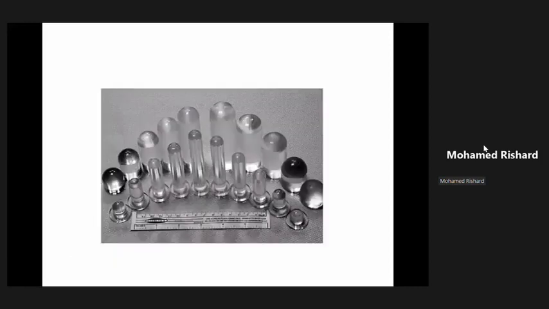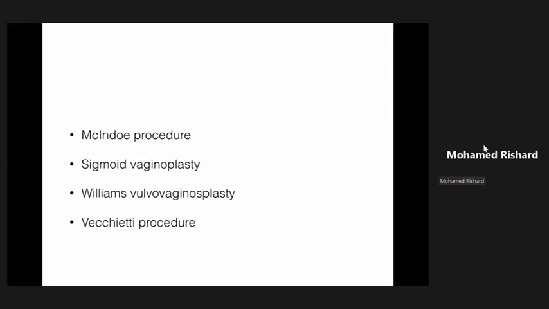There are things called cones. We ask them to insert them and make the passage slightly deeper. We don't normally do this in children. We tell them that at the age of marriage we can advise, because to keep it intact, we don't do surgical procedures when they are kids. Okay. There are procedures called the McIndoe procedure. That is very common. Just Google and see. You don't need to know the names of the surgical procedures, but you need to know that surgical creation of a neovagina is the treatment. Sigmoid vaginoplasty.